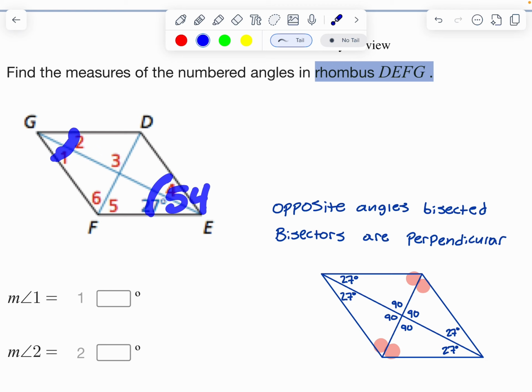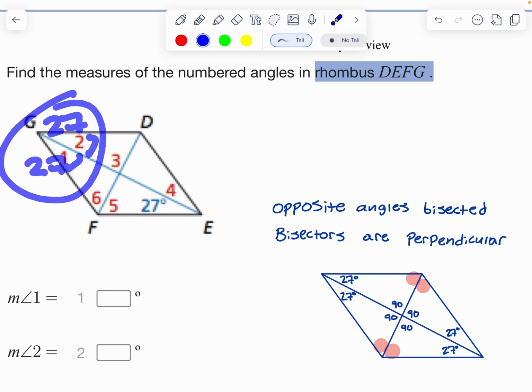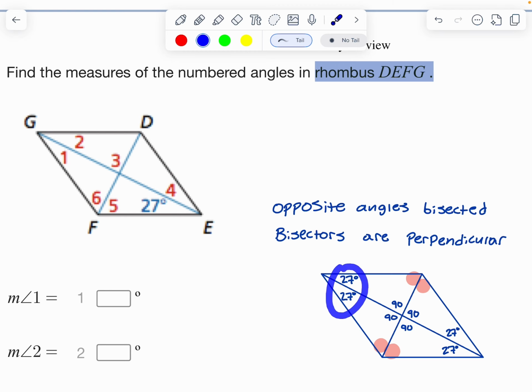Well, what's angle G going to be? Also 54 degrees, since opposite angles are congruent. But angle G is also cut into 2 congruent pieces, which each have to be 27 degrees, right? So that's how I get angles 1, 2, and 4. I also get angle 3. Angle 3 is where my 2 diagonals are intersecting. All of these angles right here are always going to be 90-degree angles in a rhombus.